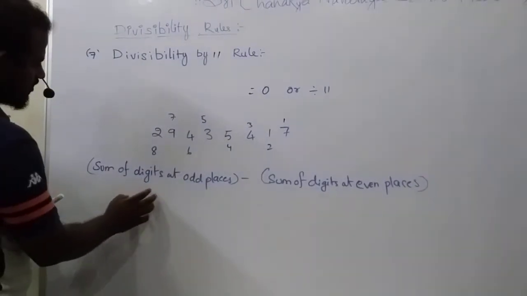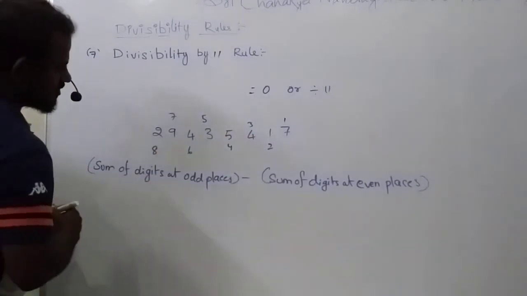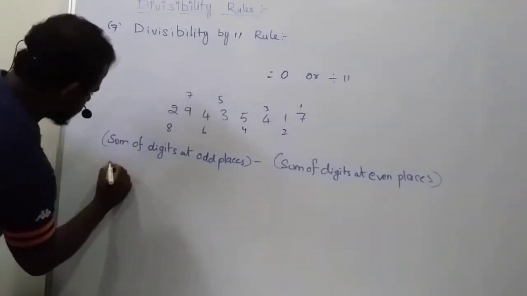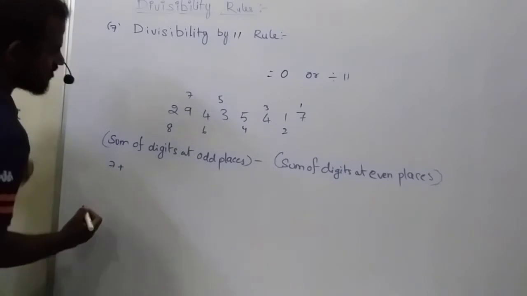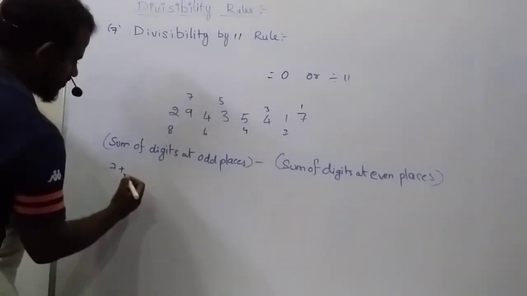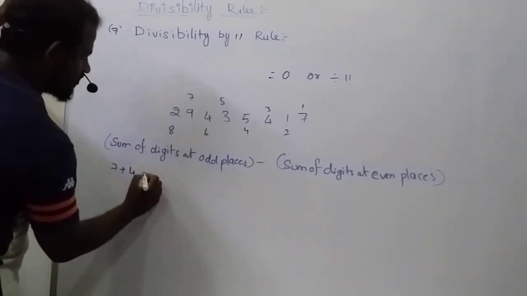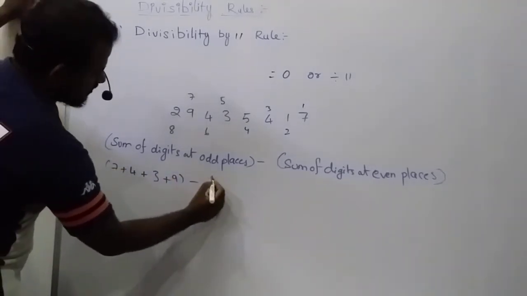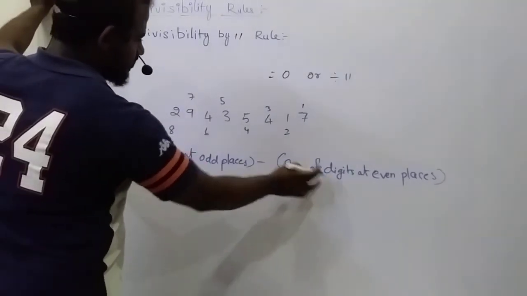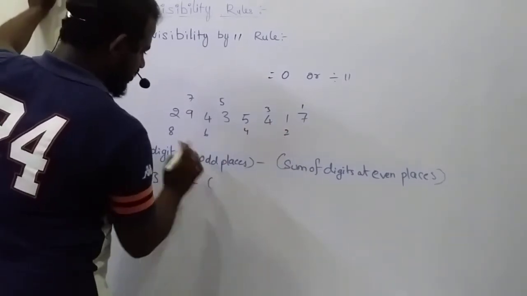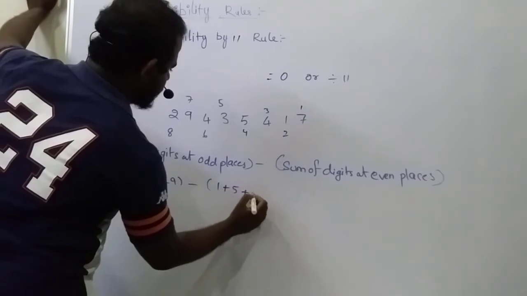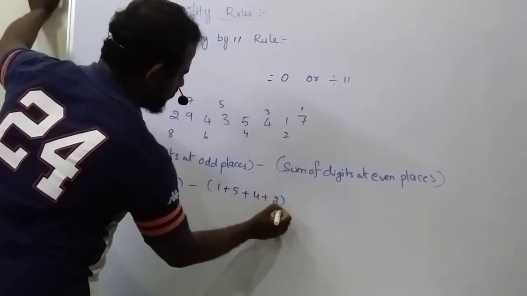So first we will take the digits at odd places. What are the digits present at odd places? 7, 4, 3, 9. So we need to add those digits which are at the odd places: 7 plus 4 plus 3 plus 9, minus, and now we will take the digits at the even places and add them: 1 plus 5 plus 4 plus 2.